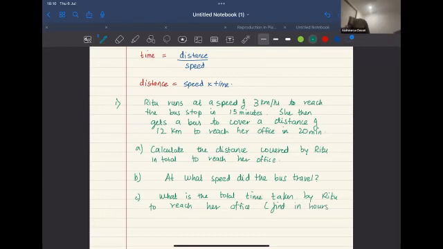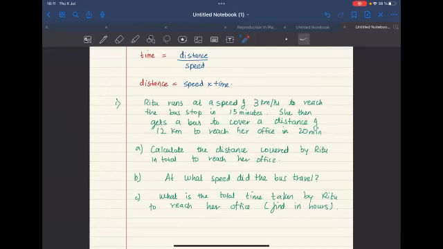Ma'am, for the A bit, should we tell from home to the office or the bus stop to the office? Home to the office. Totally. Okay. I'm reading the question for all of you. Ritu runs at a speed of 3 km per hour to reach the bus stop in 15 minutes. She then gets a bus to cover a distance of 12 km to reach her office in 20 minutes. Calculate the distance covered by Ritu in total, that is from her house to the office.